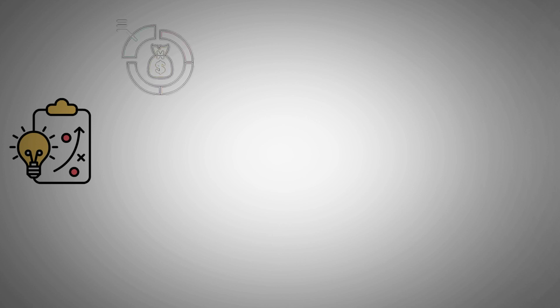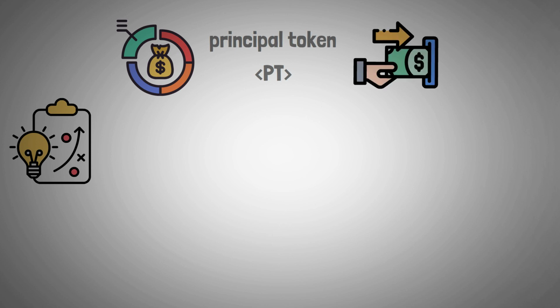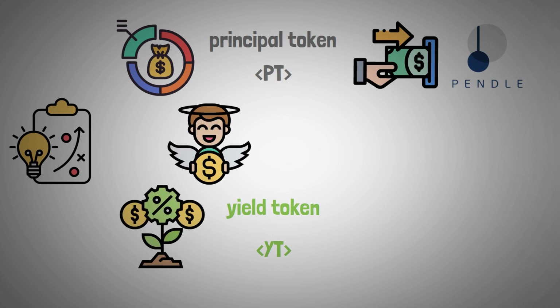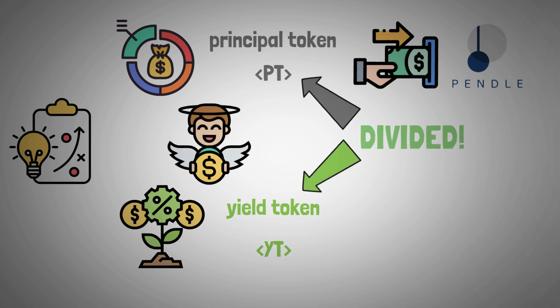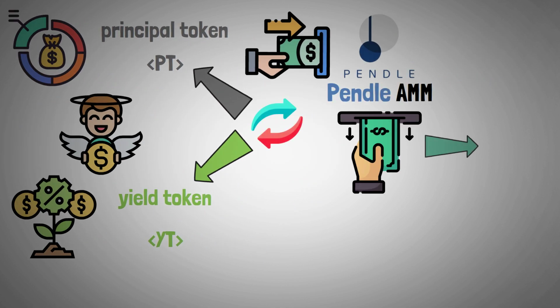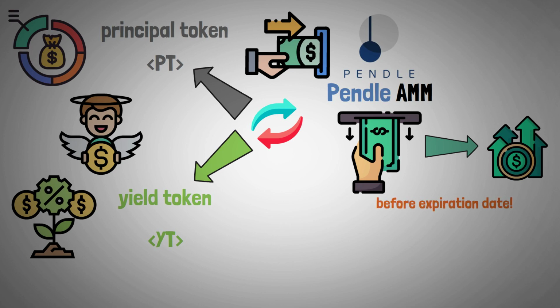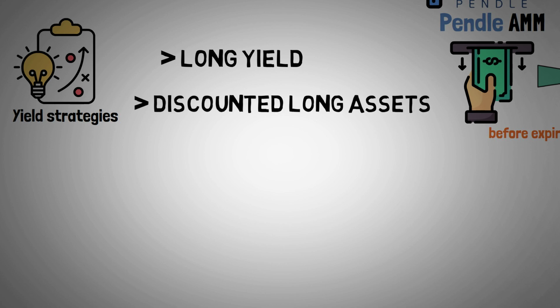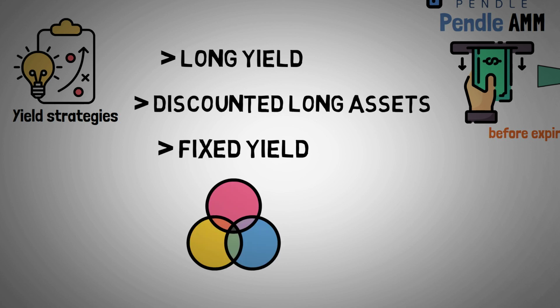The underlying asset is represented by a principal token, in short PT, when a user deposits assets in Pendle. A yield token, in short YT, is used to represent the expected yield. Users have more freedom to manage their assets because the principal and yield can be divided through these tokens. On Pendle's AMM, users can trade these tokens and cash them out to secure gains before the expiration date. You can also use yield strategies like long yield, discounted long assets, fixed yield, or a combination of these.